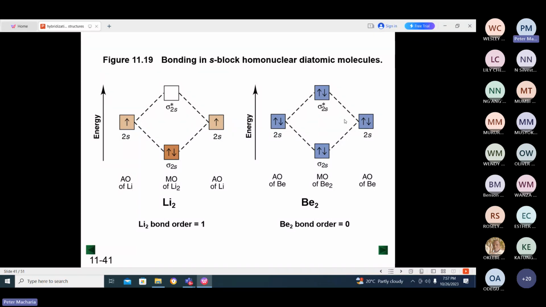Beryllium, if you combine, you have two electrons in the bonding and two in the antibonding. So half of 2 minus 2 is zero. So beryllium would not be favored in this kind of combination.